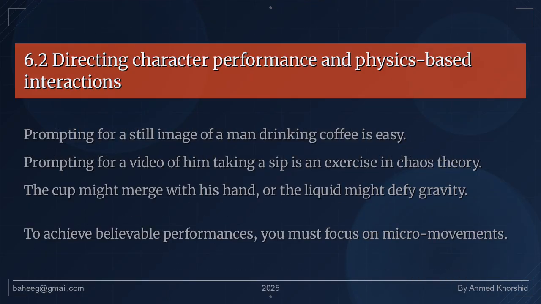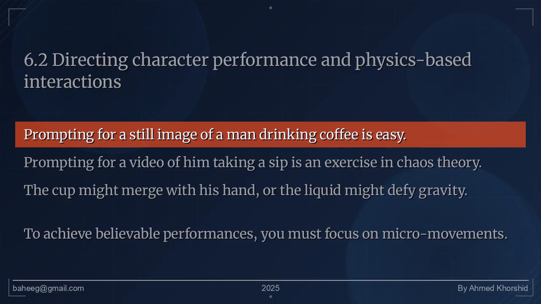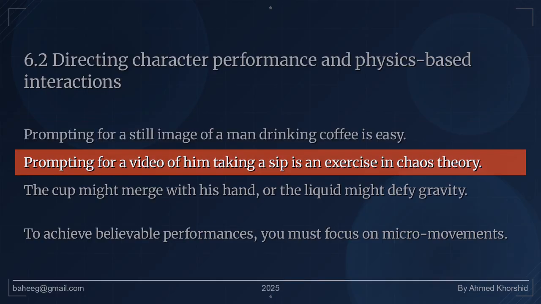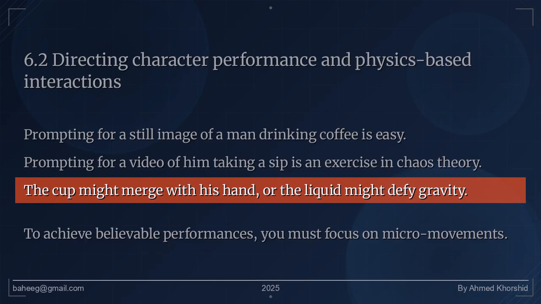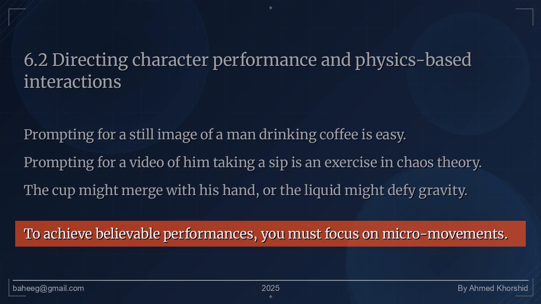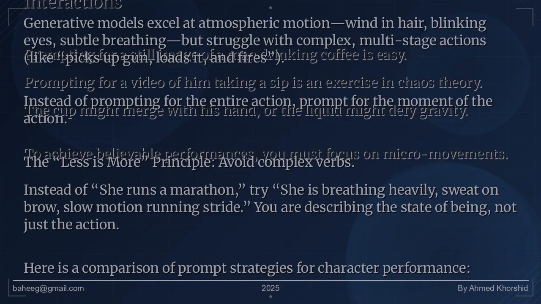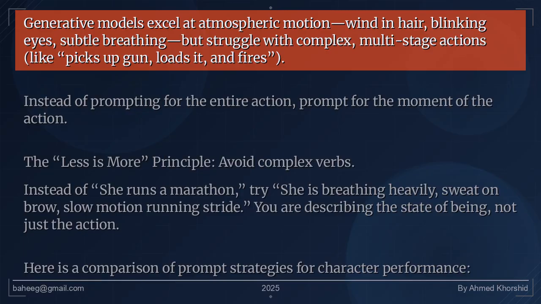6.2 Directing character performance and physics-based interactions. Prompting for a still image of a man drinking coffee is easy. Prompting for a video of him taking a sip is an exercise in chaos theory. The cup might merge with his hand, or the liquid might defy gravity. To achieve believable performances, you must focus on micromovements. Generative models excel at atmospheric motion, wind in hair, blinking eyes, subtle breathing, but struggle with complex, multistage actions, like picks up gun, loads it, and fires.